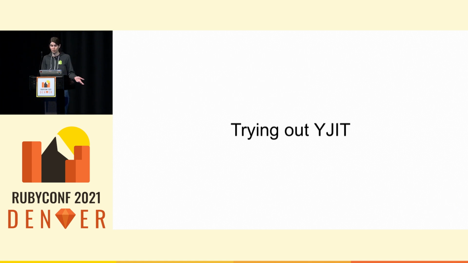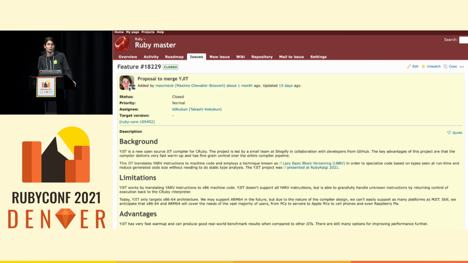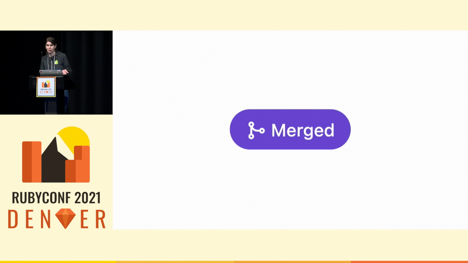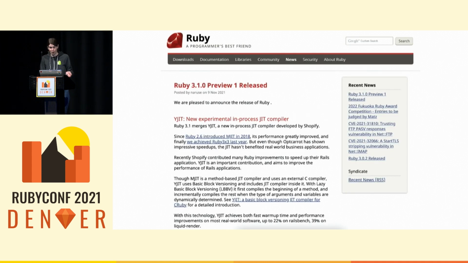So what do you want to do if you try out YJIT? Well, I said earlier, this project was created with the hope of eventually upstreaming. After I gave a talk recently at RubyKaigi, we've actually been invited to merge into CRuby. Now it's done, it's official. YJIT is going to be coming to 3.1.0 Preview 1 and hopefully be included in Ruby 3.1.